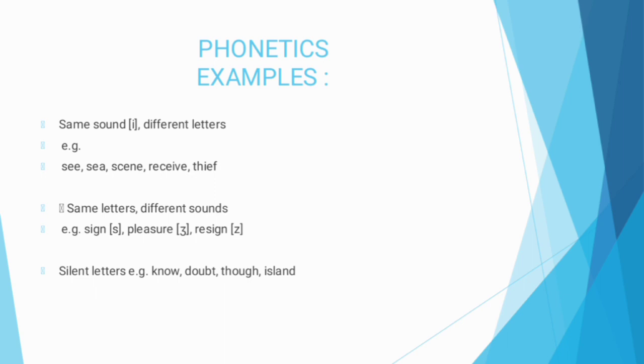Phonetics example: we have the same sound but different letters, like C in seen and receive. We have different physical letters. Second, the same letters but different sounds, like signs, pleasure, and resigns. And silent letters, like know, doubt, though, and island.